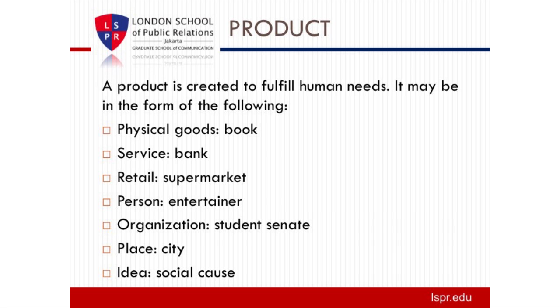There is also a product in the form of a service, like a bank or an airline. Then there's retail, like a supermarket or department store. A person is also a product, like an entertainer or a politician. Organizations, like a student senate. Places, like a tourist destination such as Bali. And an ideal or social cause, for instance, for homeless people. These are all products, and all products usually are given brand names and all the other elements of a brand to differentiate them from other products.